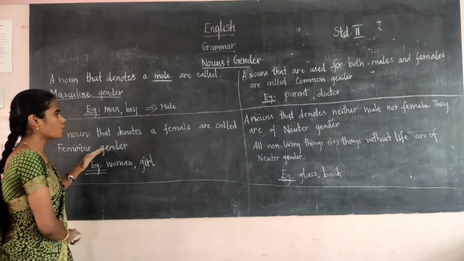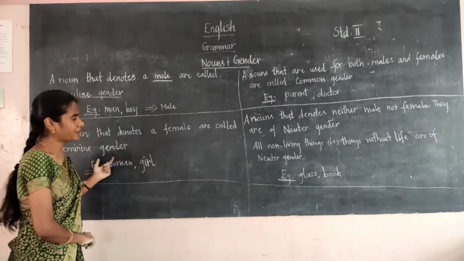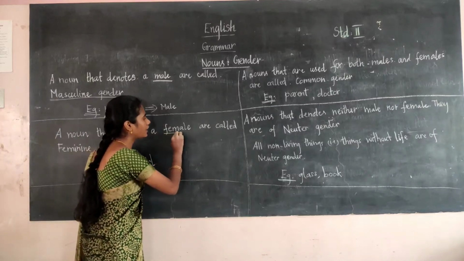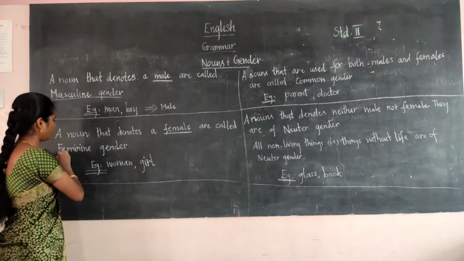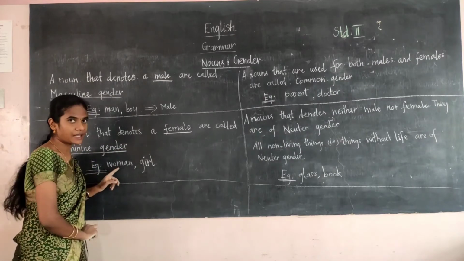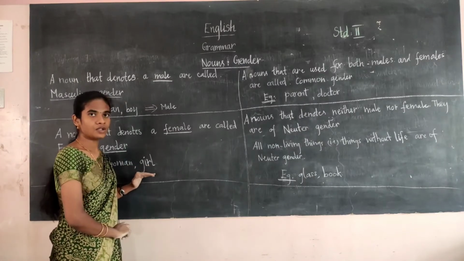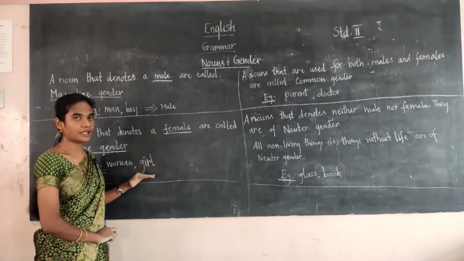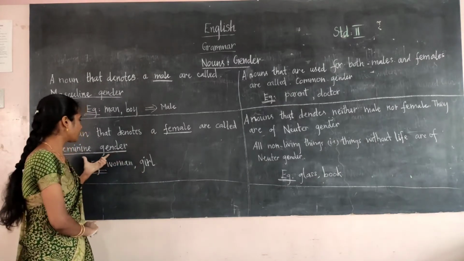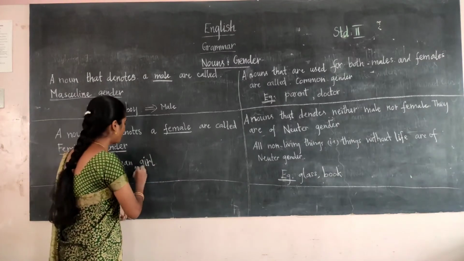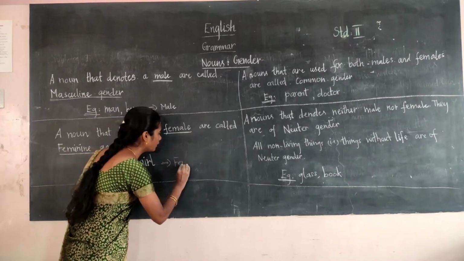The next one: a noun that denotes a female is called feminine gender. If a noun denotes a female, that is a feminine gender. Examples: woman, girl. They denote a female, so that is known as the feminine gender. Woman and girl are female.